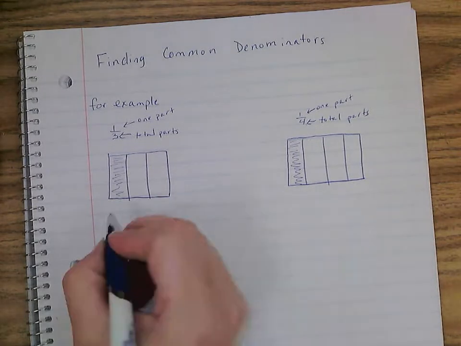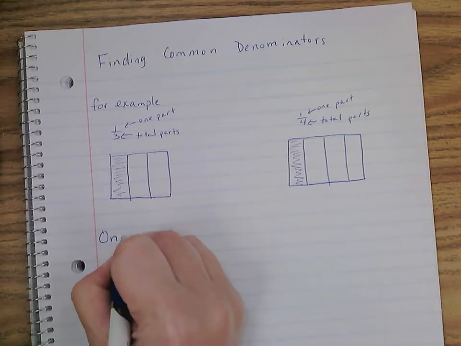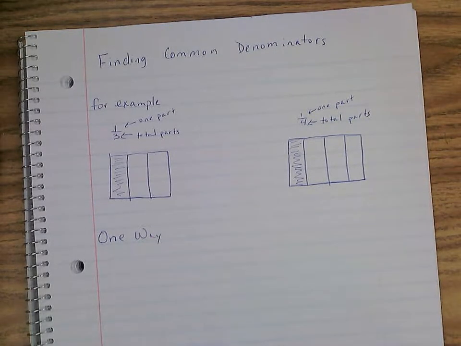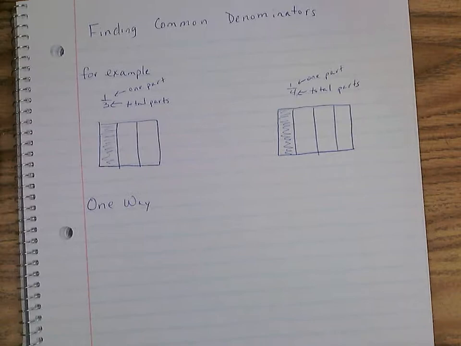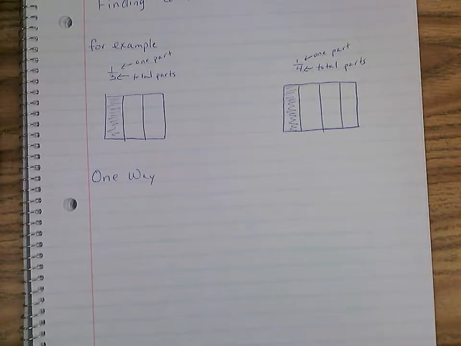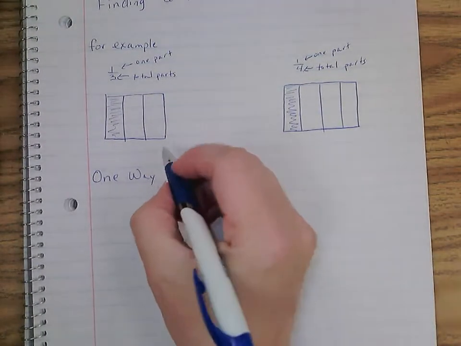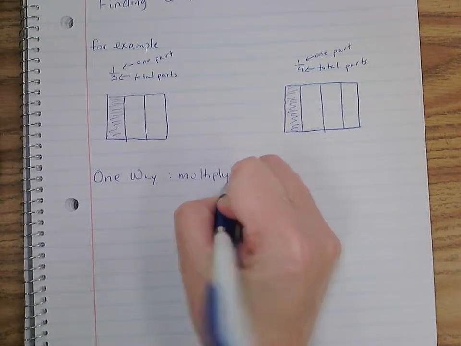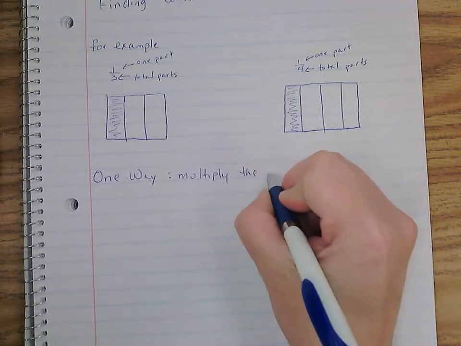So one way is to multiply the denominators. I call this the cheaty way, because you'll see later sometimes this is not going to be your easiest way, but it is one way. So when I say one way, it doesn't mean the first way. This just is the simplest way. So one way is to multiply the denominators.